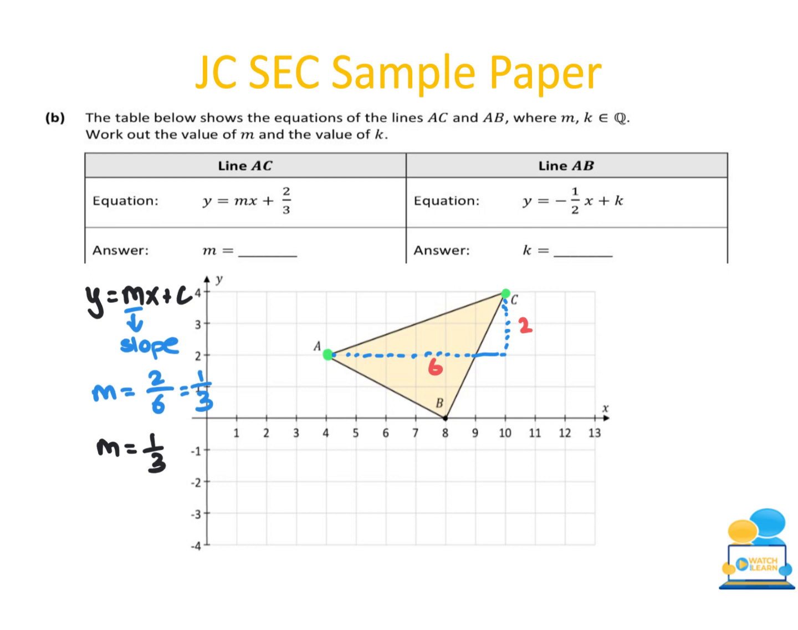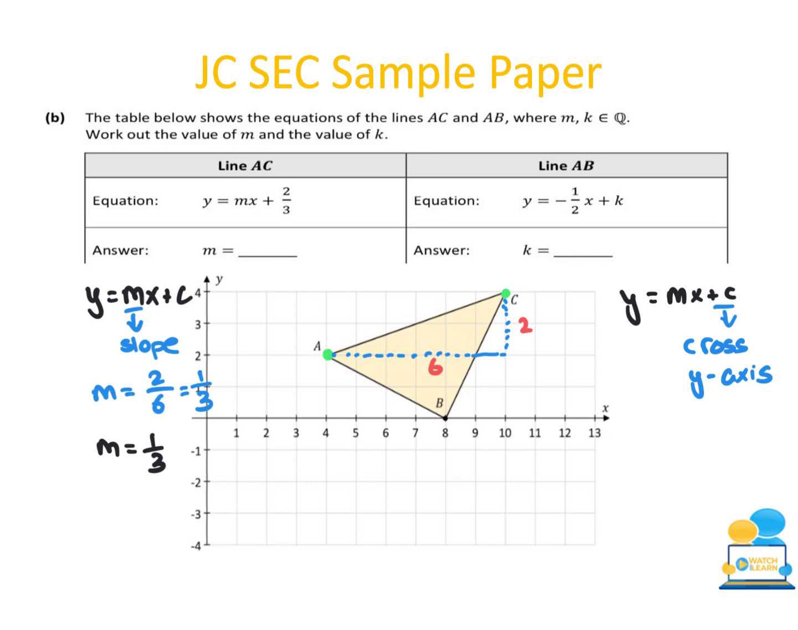Likewise, in the equation for the line AB, it is written in the form y equals mx plus c. This time, the missing value k is in the c position. The plus c represents the y-intercept, so it's when the line AB will cross the y-axis. Again, we can use the rise over the run for this.